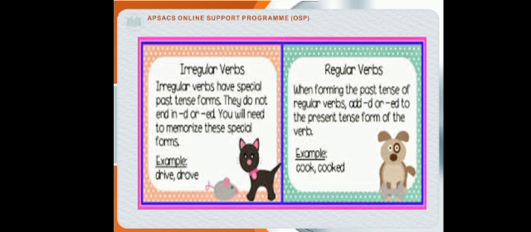Example: cook. Cook is a present form of a verb. When you add ED with it, it becomes the past form of the verb, that is cooked.